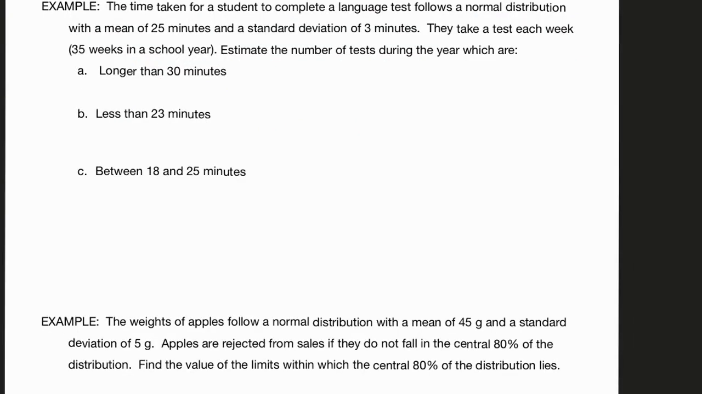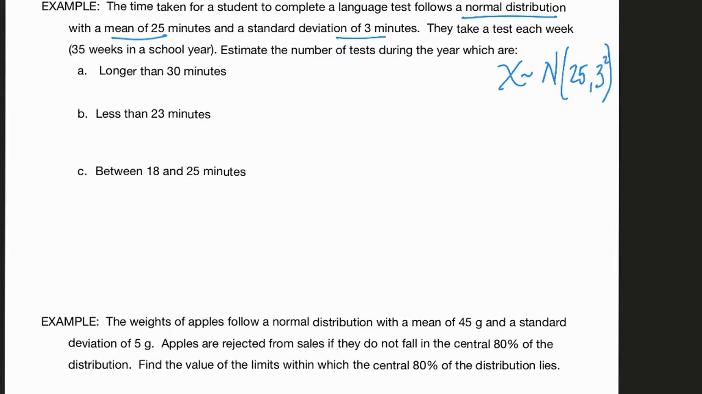Okay, so I've scooted it up for this example. Notice that it says, for this problem, that the language test follows a normal distribution, okay, with a mean of 25 and a standard deviation of 3. Here's the notation for that. Okay, so it's a normal distribution. The mean is 25, and the standard deviation is 3.